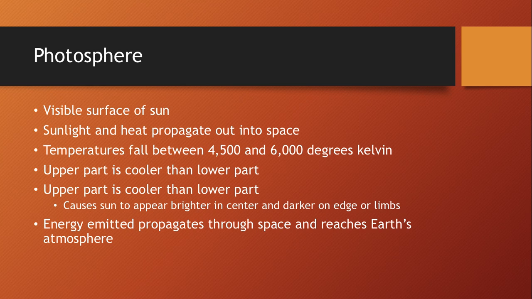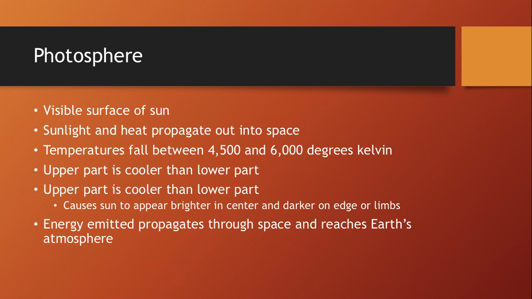The temperatures fall between 4,500 and 6,000 degrees Kelvin, and that just shows you the major temperature difference that occurs from the 7 million degrees Kelvin in the core, the 2 million degrees Kelvin in the radiative zone, all the way down to the 4,500 to 6,000 degrees Kelvin in the photosphere.